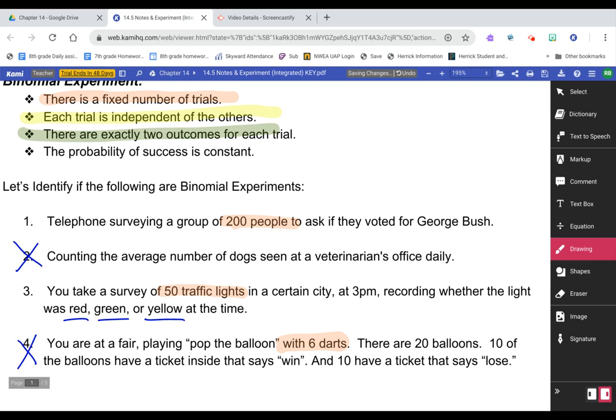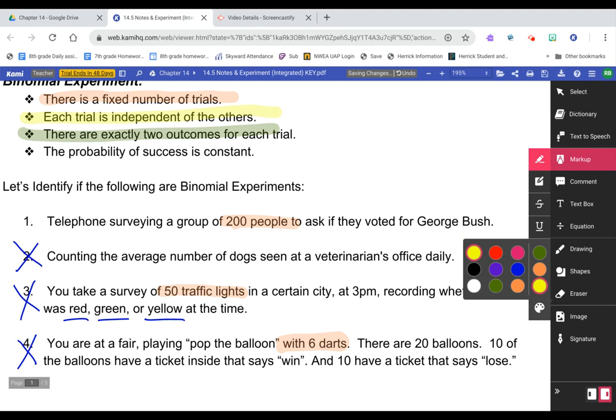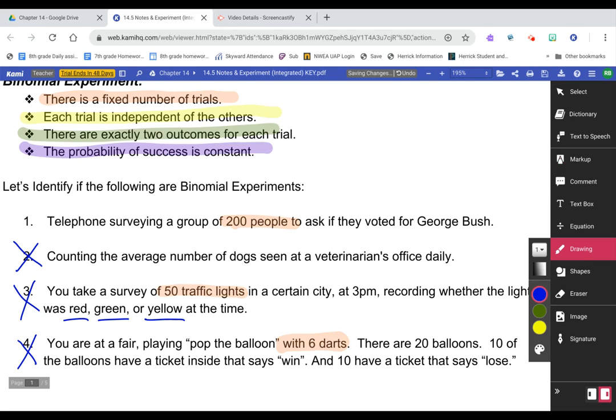There's not 2 outcomes, there's 3 outcomes. So this is not a binomial experiment. Let's look at number 1 and see if it meets the final criteria. It says that the probability of success is constant, and it does meet it because it's always going to have a probability of 1/2.